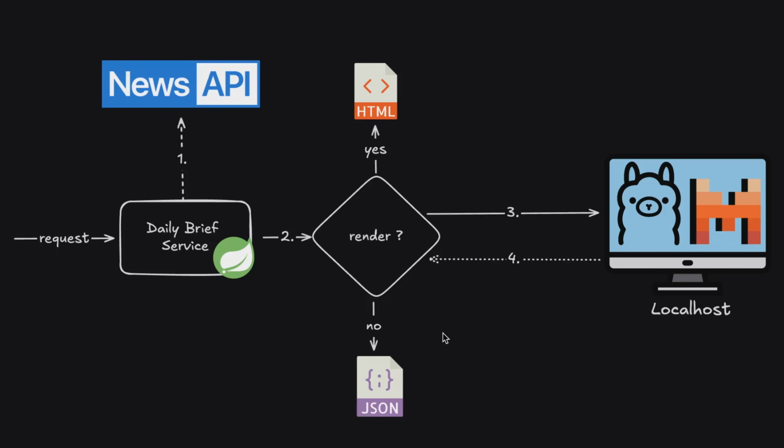Let's look at this diagram a bit more in detail to see what we're going to be building. We'll get a request coming to our Springboot service. I called it Daily Brief Service. This is going to then call News API, which is a public API that we can call and get back all the articles for a specific date, country, etc. So I will show you how to use this.